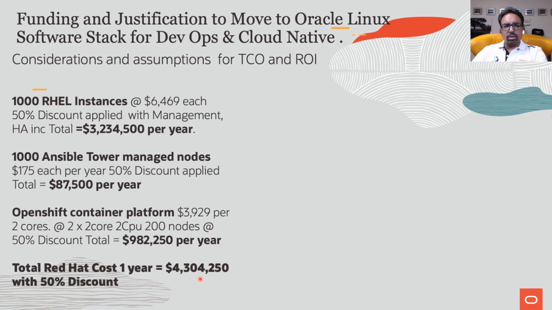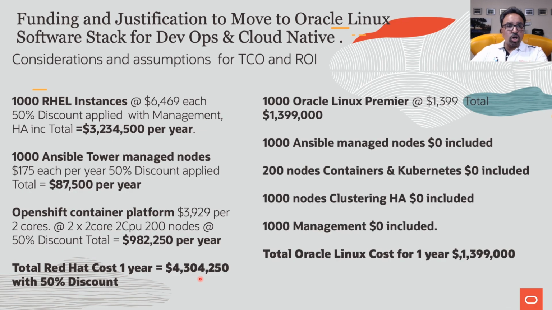So if this is wrong, there's a disclaimer there, but I think it'll show you where we're trying to get to here. This is not wrong though, is the Oracle Linux price. So 1,000 instances of Oracle Linux will cost you just under $1.4 million. 1,000 Ansible managed nodes, 0. We include that in the price. 200 nodes of containers and Kubernetes, 0. This is your OpenShift, the equivalent to OpenShift container platform. 1,000 nodes of clustering HA, all included. 1,000 management, all included. The total cost is 1.399 million versus 4.3.